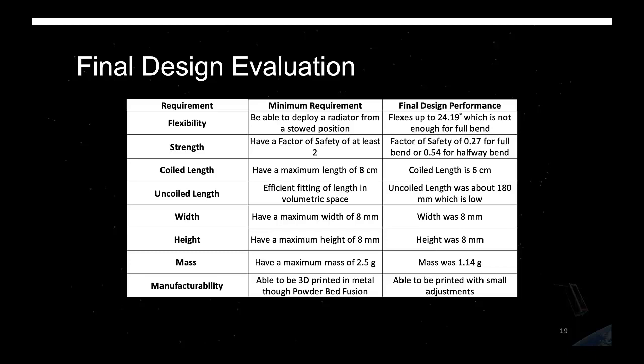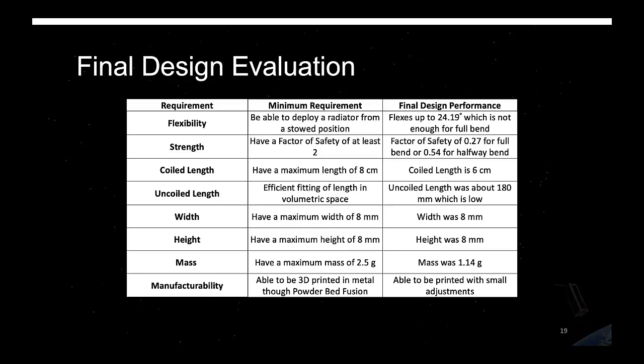When it comes to the mass itself, the maximum was 2.5 grams for the specific requirements that we had, and the winning design had 1.14 grams, which is great. And when it comes to manufacturability, because the design will be 3D printed in metal through the powder bed fusion technology, we were able to have the client print some 3D models, and after the post-processing, they were able to make the design printable with some small adjustments.